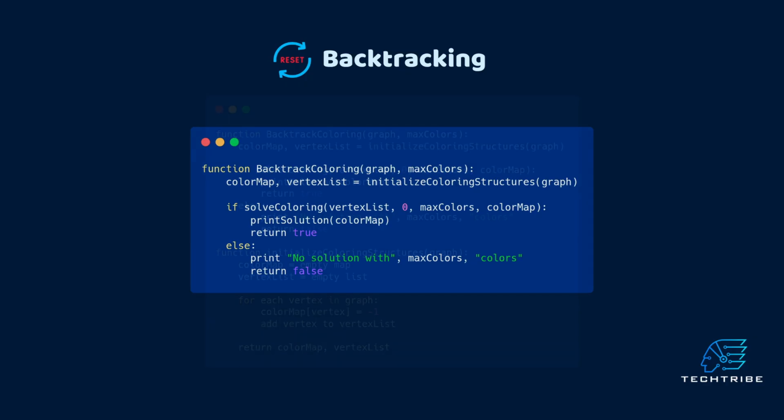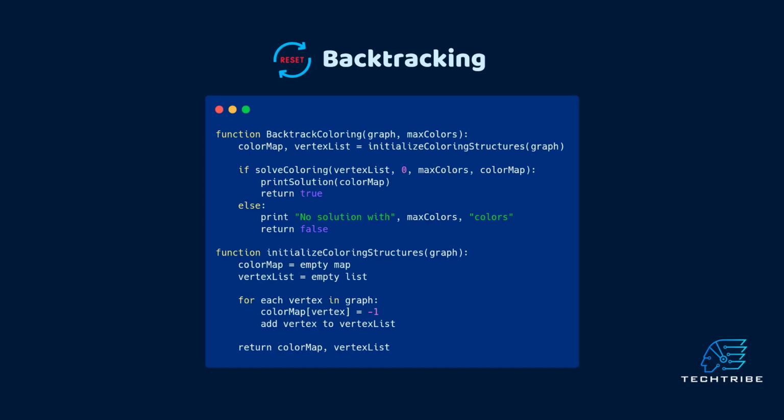The initialize coloring structures function will be like that. We first initialize an empty map and an empty vertex list, and we iterate on each vertex in the graph, and we color it with -1, which is not a valid color. It's just to start the coloring of all the vertices. We then add this vertex to the vertex list in the same loop, and we then return the colored map and the vertex list.